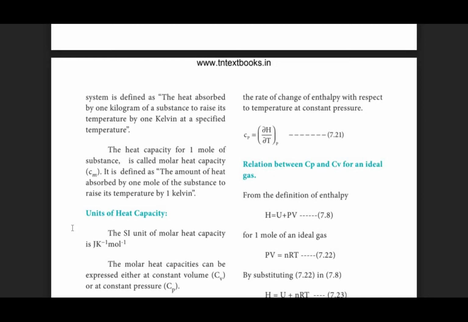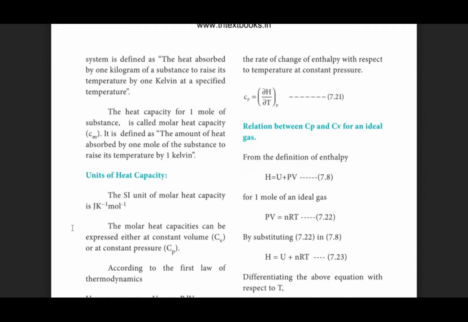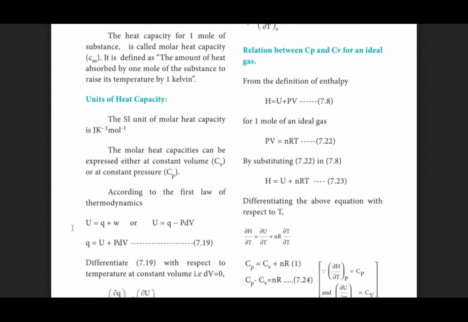The heat capacity for 1 mole of a substance is called the molar heat capacity. That is defined as the amount of heat absorbed by 1 mole of the substance to raise its temperature by 1 Kelvin. Then the unit of heat capacity: the SI unit of molar heat capacity is joules per Kelvin per mole.